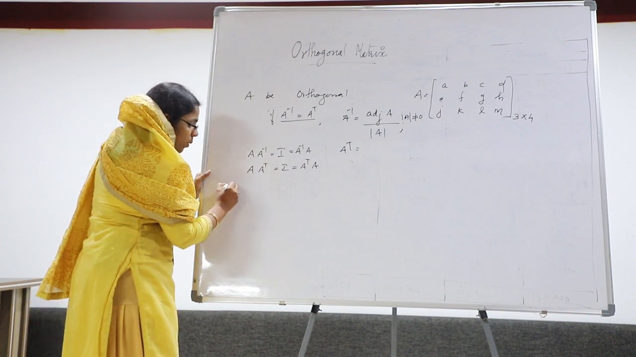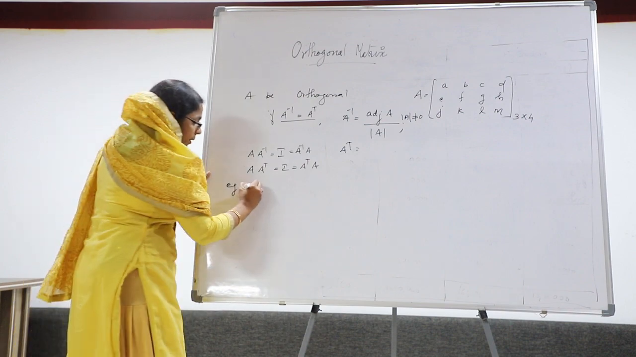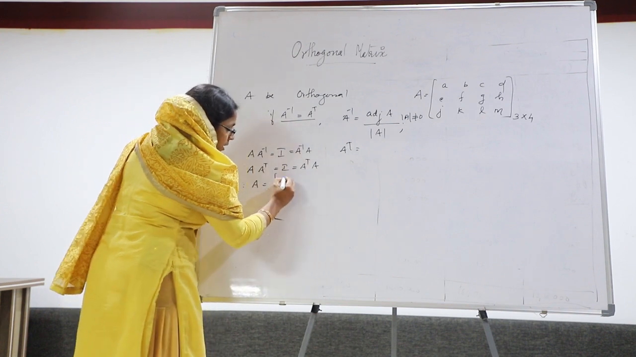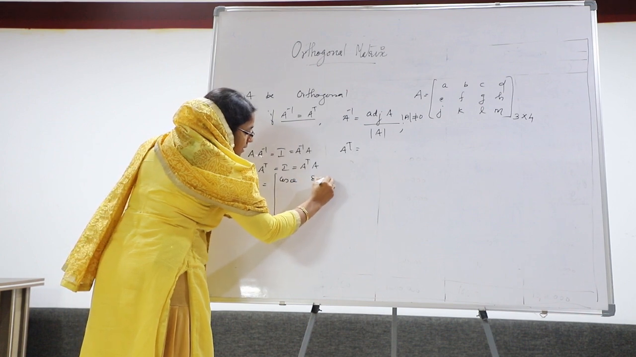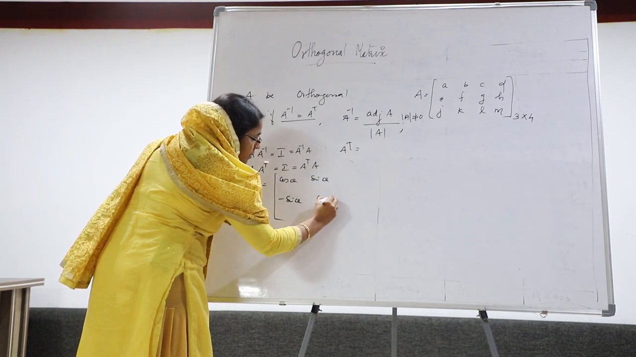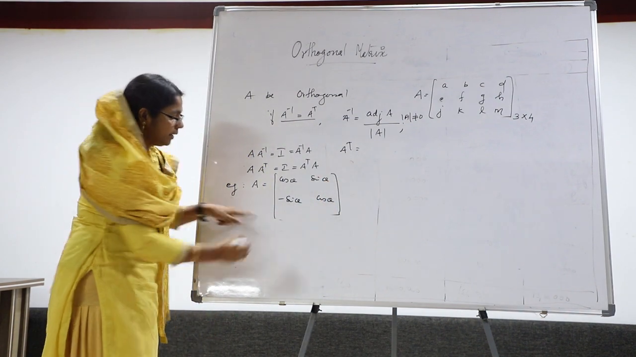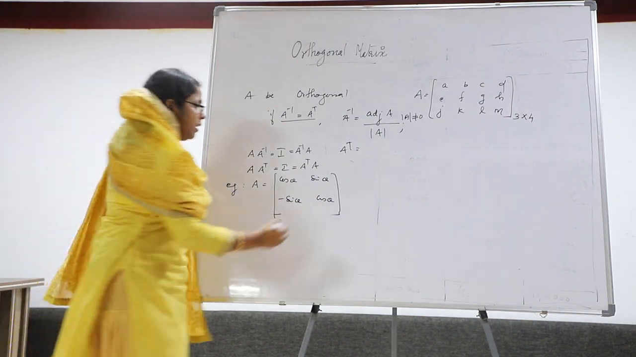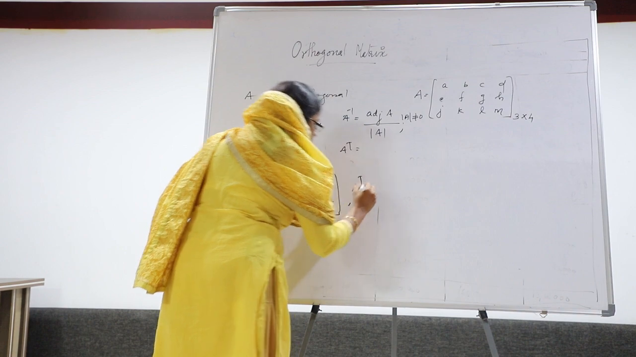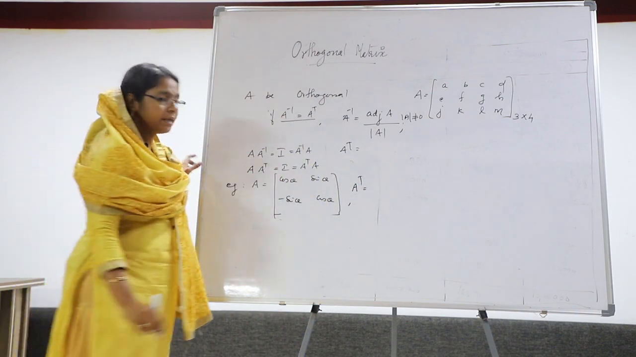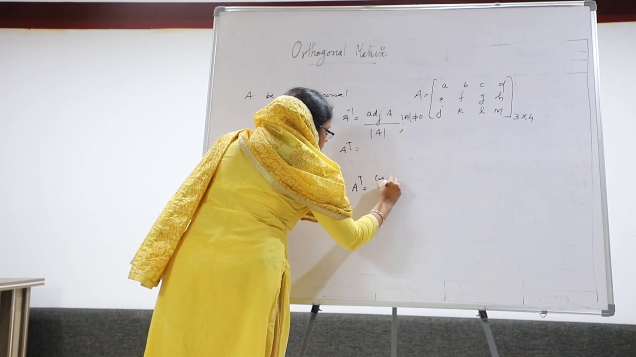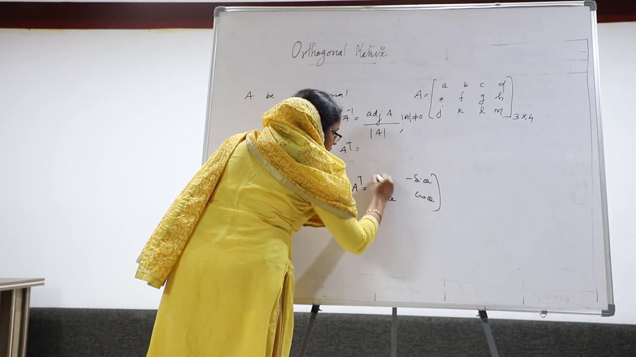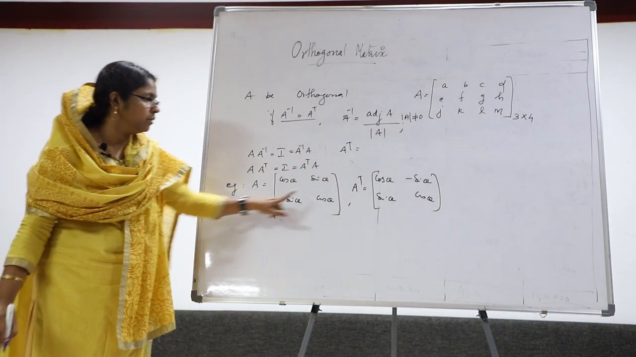Okay, then we can take one example. Let A be a square matrix, a 2 by 2 matrix, that means 2 rows and 2 columns: cos theta, sin theta, minus sin theta, cos theta. Then we can write the corresponding transpose, A transpose, by interchanging the rows and columns. That means we will get cos theta, minus sin theta, then sin theta, cos theta.